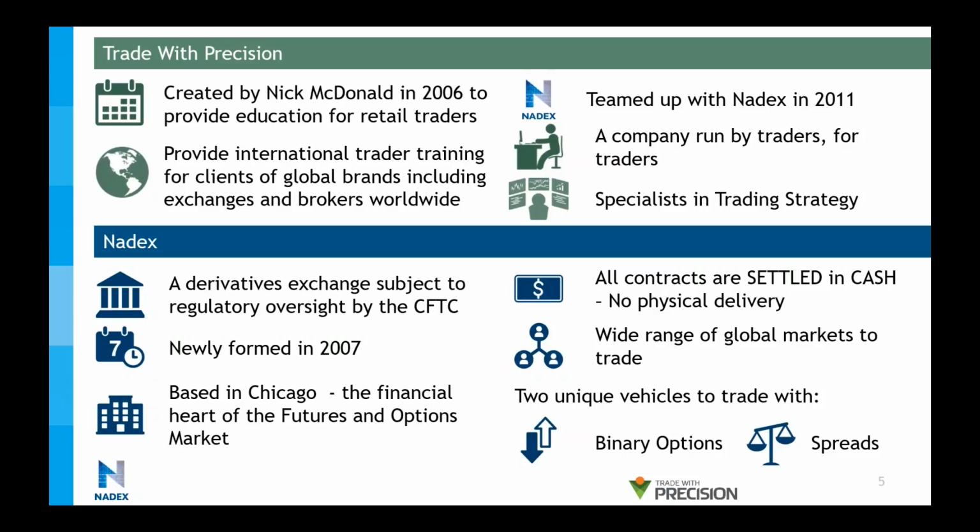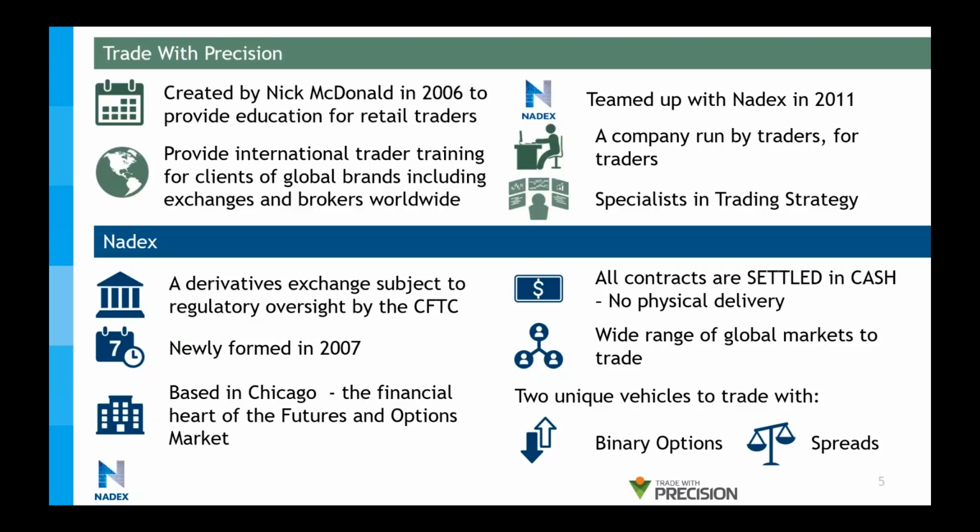Nadex, of course, is a derivatives exchange subject to regulatory oversight by the CFTC, as we already heard in the introduction, newly formed in 2007, and just like all the other big market players in the financial industry, based in Chicago, financial heart of the futures and options market. All contracts are settled in cash, no physical delivery, which takes a huge edge, a huge threat out of conventional commodity trading.